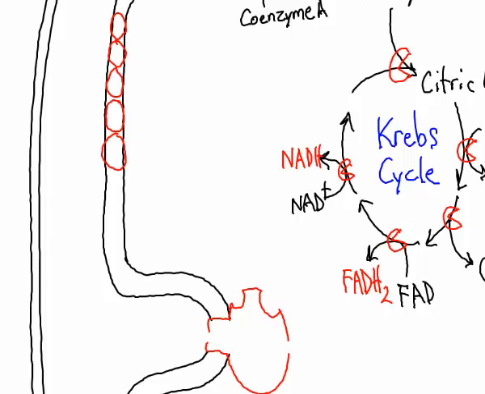Now the cell would love ATP. That's the molecule that it uses for energy. Now it has some of this FADH2 and NADH. I've drawn them in red to show that they do have energy, but it's not the kind of energy the cell wants. If it could somehow take the energy from FADH2 and NADH and use that energy to build ATP, that would be wonderful. And that's what happens in the next set of reactions.